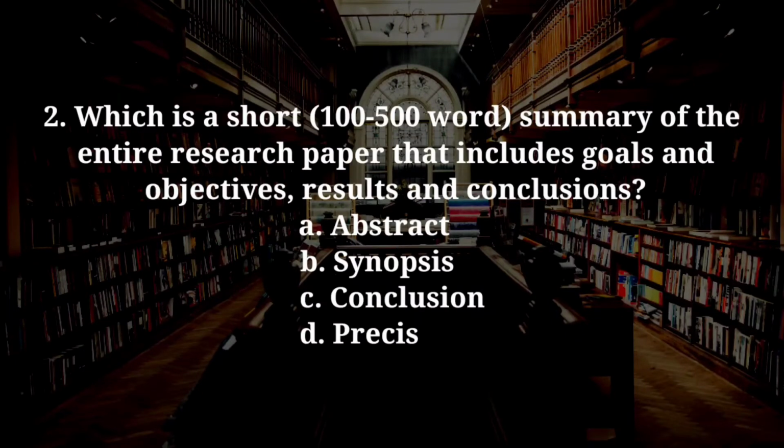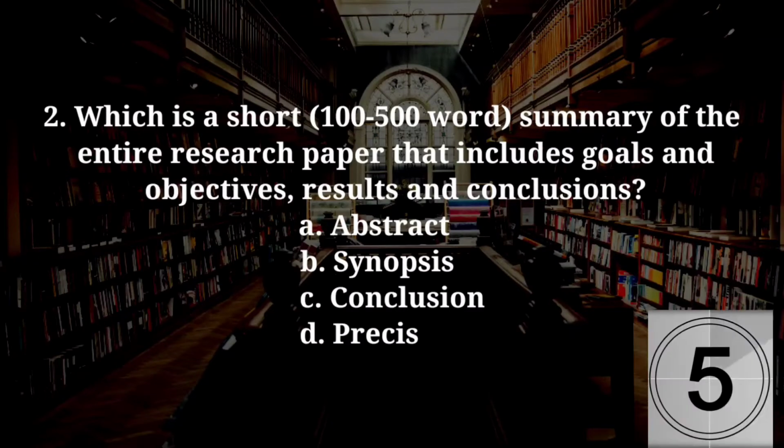Number 2, which is a short 100 to 500 word summary of the entire research paper that includes goals and objectives, results, and conclusions. A. Abstract. B. Synopsis. C. Conclusion. D. Précis.